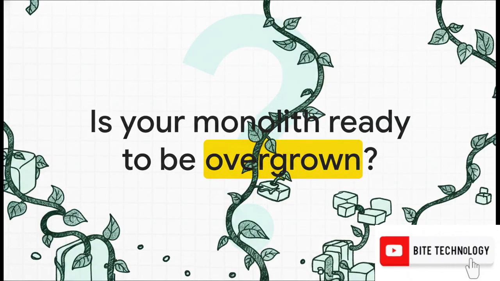So I want to leave you with this final thought. Is your monolith ready to be overgrown? You see, escaping a legacy architecture doesn't require some dangerous big bang that halts your entire business. By identifying your most volatile modules, ensuring strict test coverage, and methodically applying the strangler fig pattern, you can completely transform your application right before your users' eyes.